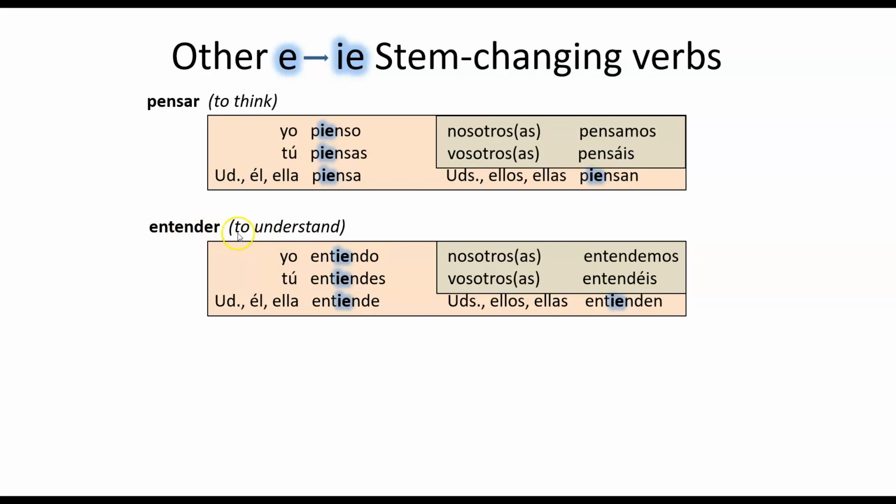Entender, to understand. This E is the one that changes to IE. And it's an ER verb ending, so you still have to know your o, es, e, emos, en. So yo entiendo, I understand. Tú entiendes, you understand. Usted entiende, if you're talking to an adult, you formal understand.